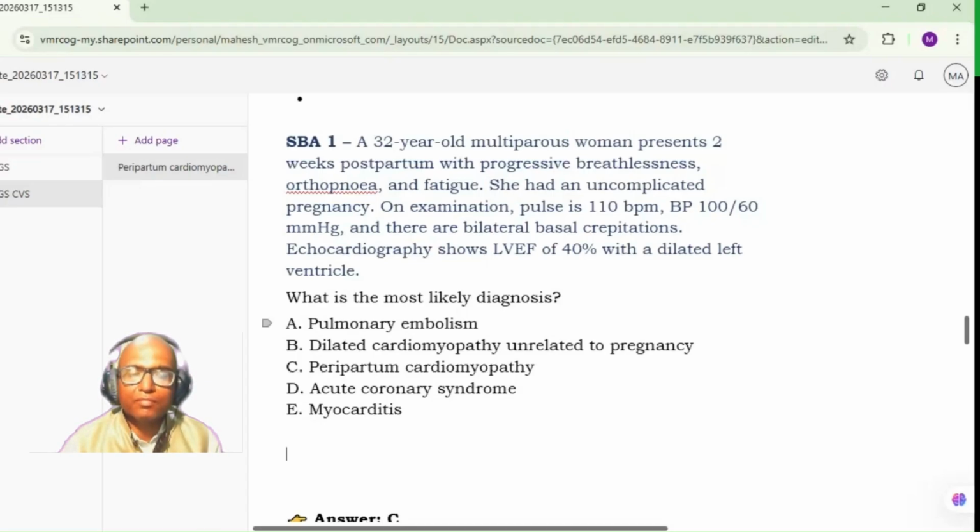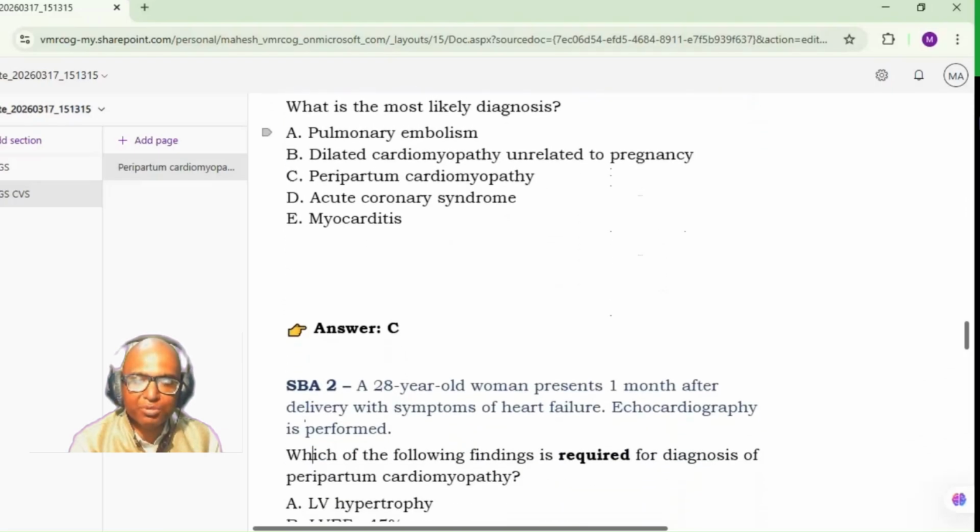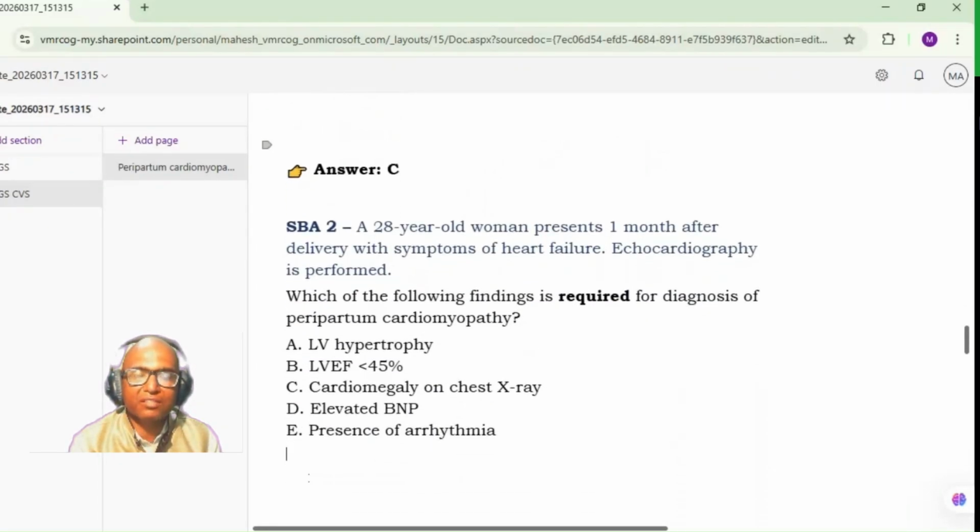A. Pulmonary embolism. B. Dilated cardiomyopathy unrelated to pregnancy. C. Peripartum cardiomyopathy. D. Acute coronary syndrome. E. Myocarditis. The answer is C, peripartum cardiomyopathy. Why is it peripartum cardiomyopathy? Because the left ventricular ejection fraction is less than or equal to 45% with a dilated left ventricle, and the patient is presenting in the postpartum period. Okay, so read all points in the scenario. Always remember you have to select the points which are favoring.